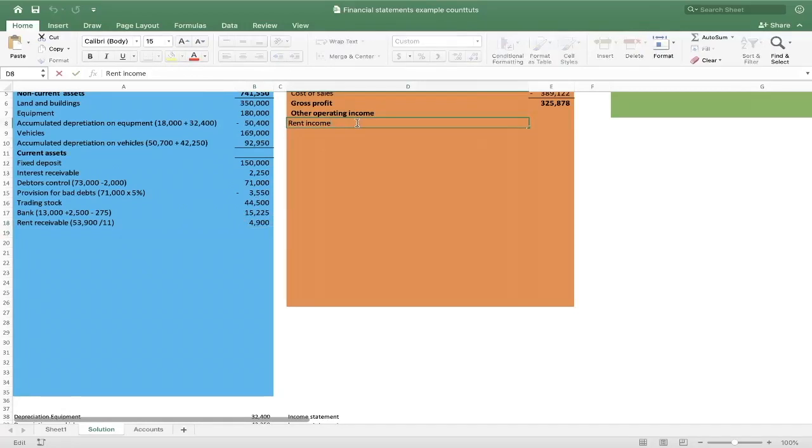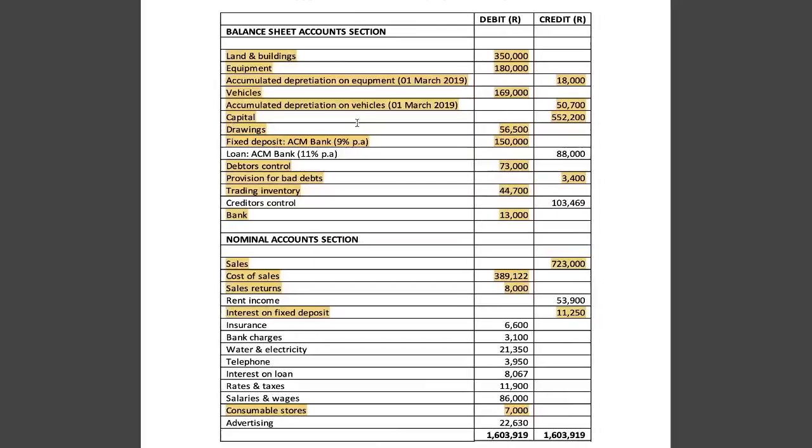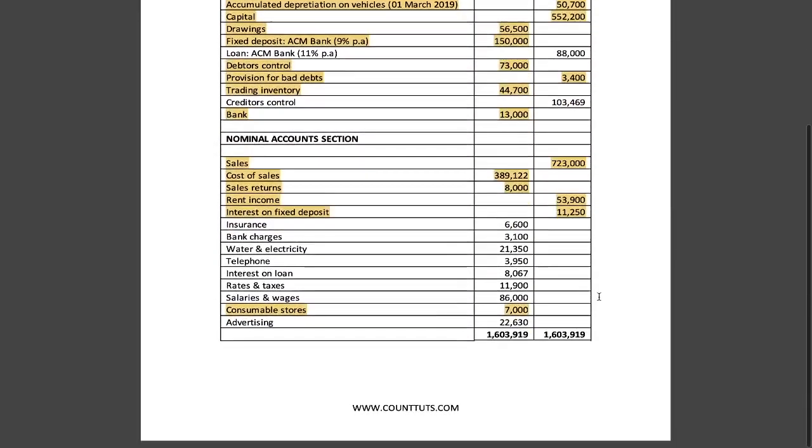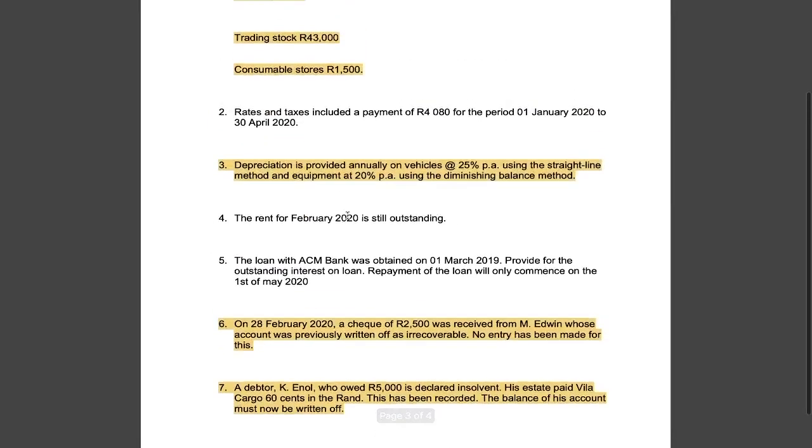And then in our income statement, we want to put the rent for the entire 12 months. So we know that it's the 53,900 Rand, and then we add the 4,900 Rand, and we should have our answer, and it is 58,800 Rand. I hope you can see that when you have not received all your income for a specific year, it will affect both your income statement and your balance sheet, just as we did for interest receivable. Remember the interest receivable that we did earlier on. Now we can highlight the rent income as well in the other information that we are given.